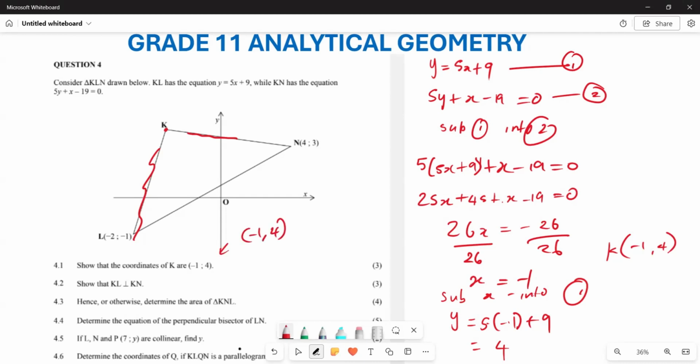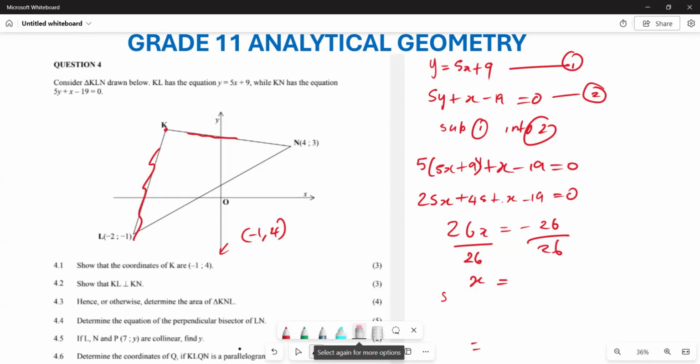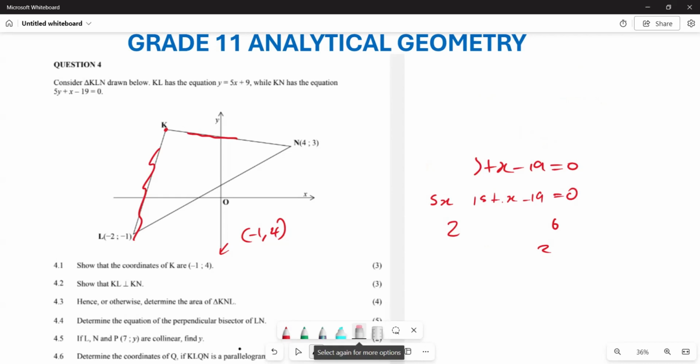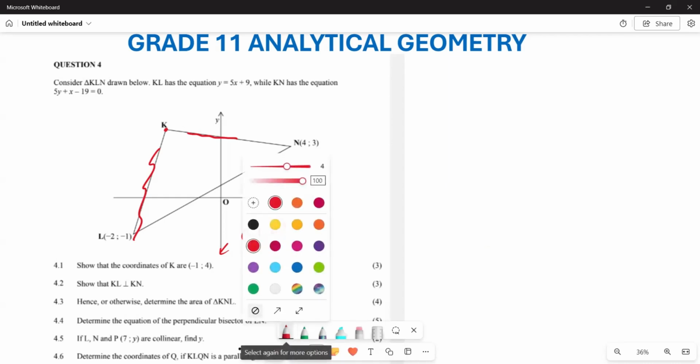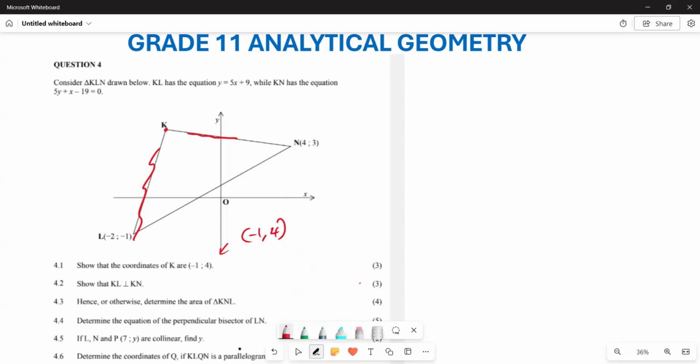Now, from there, they want us to show that KL is perpendicular to KN, right? So the best thing that we use, let's just remove this one, in order to show that. Whenever you want to prove perpendicular lines, basically you need to just find out what is going to be the gradient of both lines, right? So, for an example, already we know this is equal to 5x plus 9, which means the gradient here is 5, right? Now, on this one, the one of 5y plus x minus 19 is equal to 0.